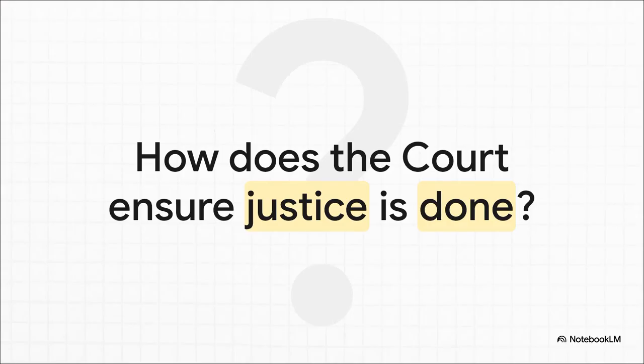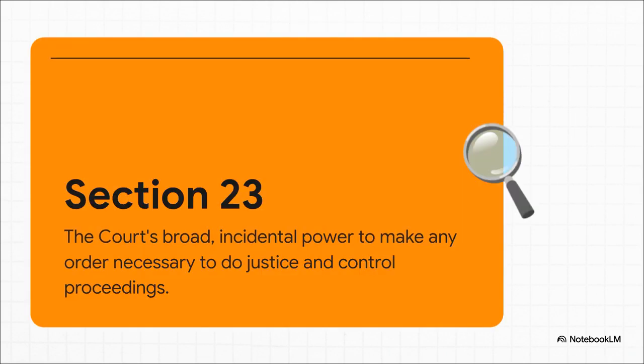I want you to think about it like this. Litigation can be chaotic, right? You've got multiple parties, really complex issues, all sorts of tactical games being played. So, in the middle of all that mess, how does the court actually cut through the noise to get to a just result? Well, the answer is Section 23. The best way to think of it is as the court's Swiss Army knife. It's this broad, incidental power that lets the court make pretty much any order it needs to do justice and to control its own process. Now, it's not a blank check, but it is the foundational power that everything else is built on.